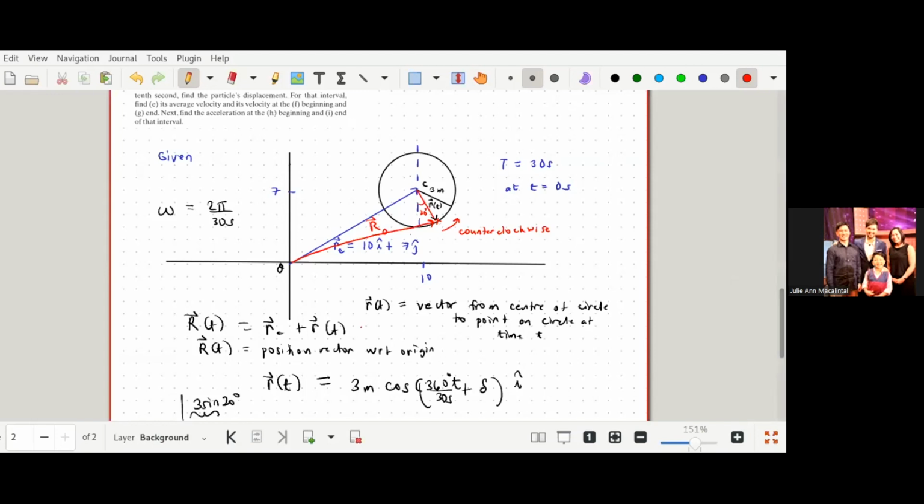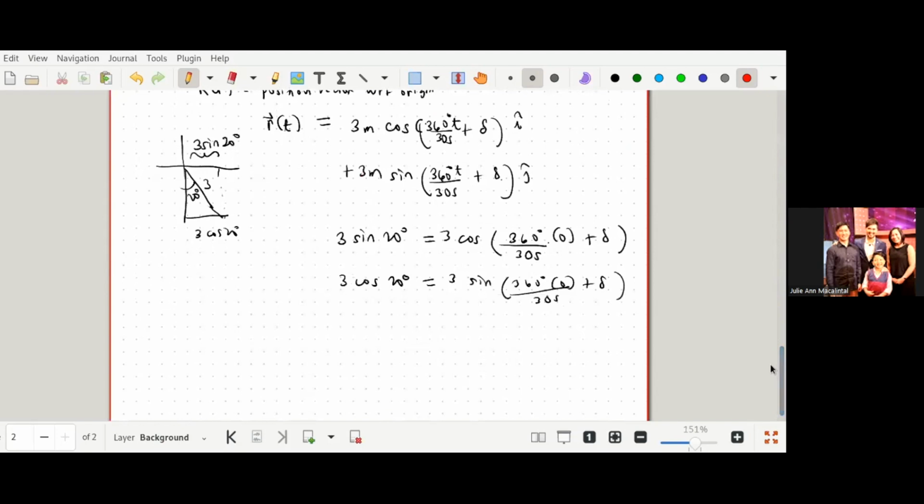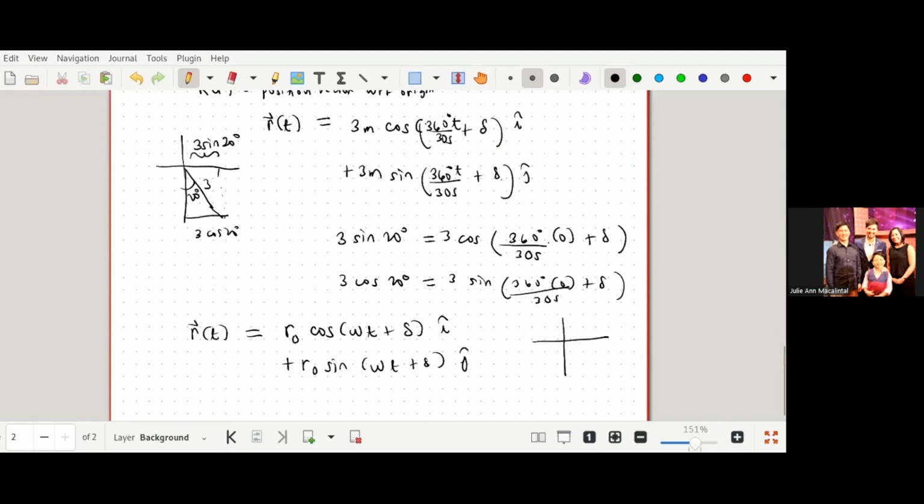Tapos yung ginamit kong idea dito, if you want to represent the equation of a circle, so yung R of t in general is going to be yung radius ng circle cosine omega t plus delta plus r sub 0 sine omega t plus delta. Yung delta, we choose it to specify para ma-figure out nasaan sa circle nag-start.